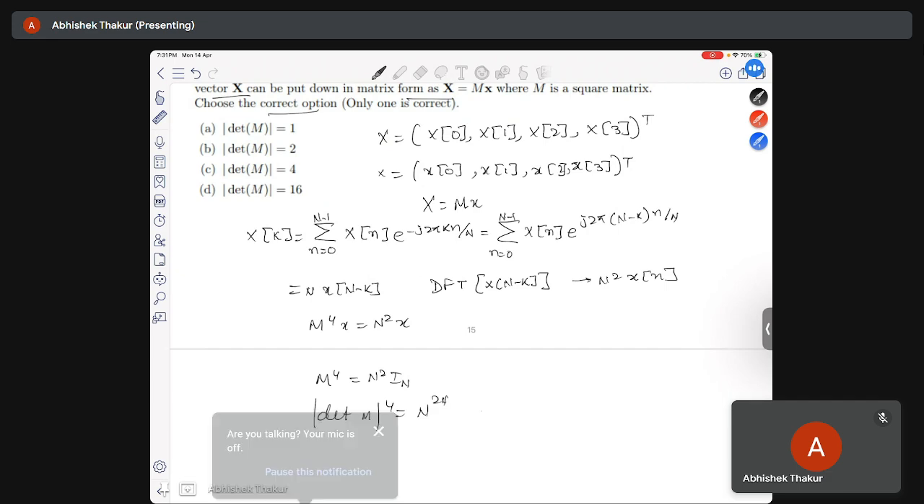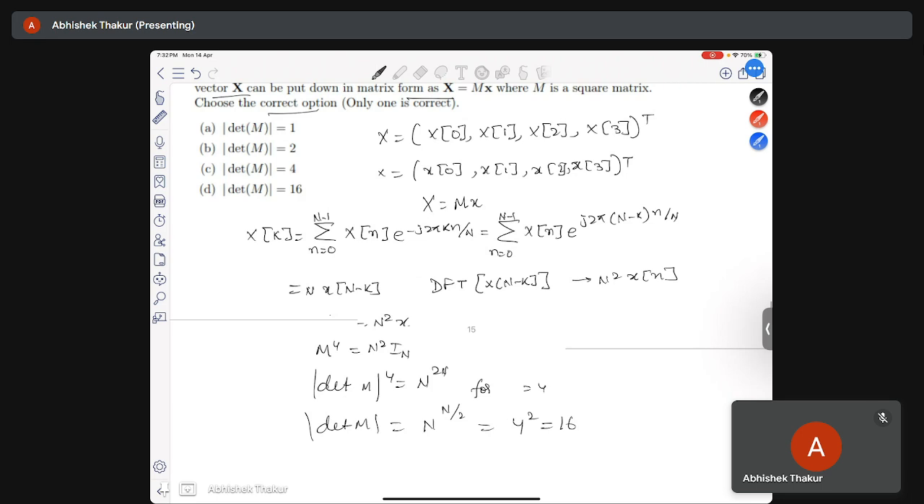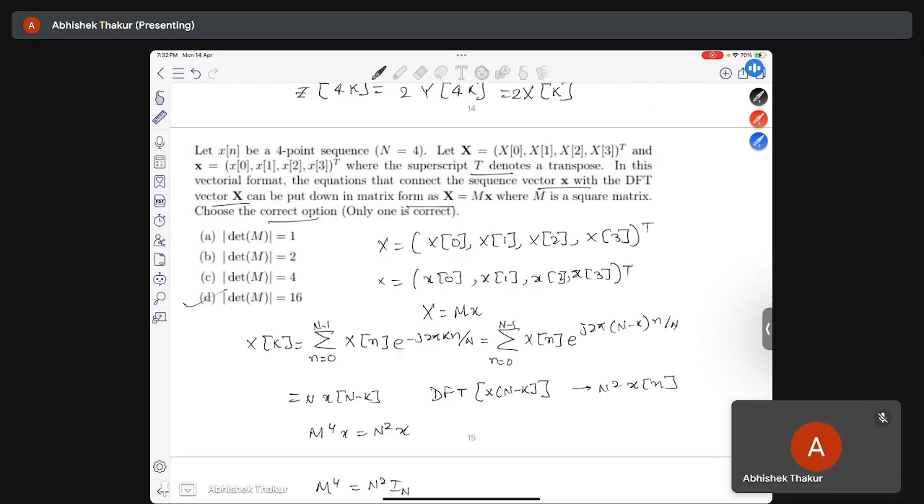So for N equal to 4, the determinant of M is equal to N to the power of N by 2. So that is equal to 4 to the power of 2, that is equal to 16. Option D is the correct answer.